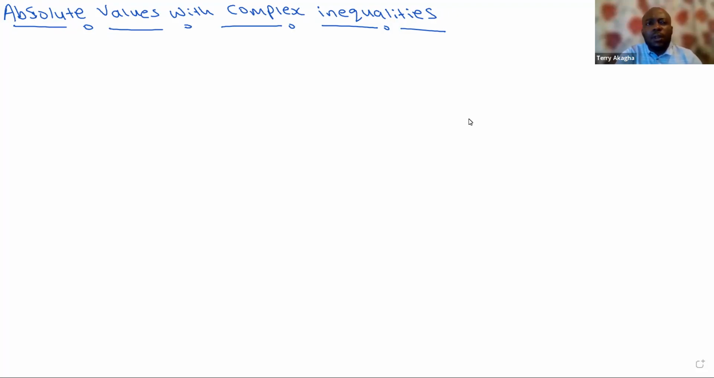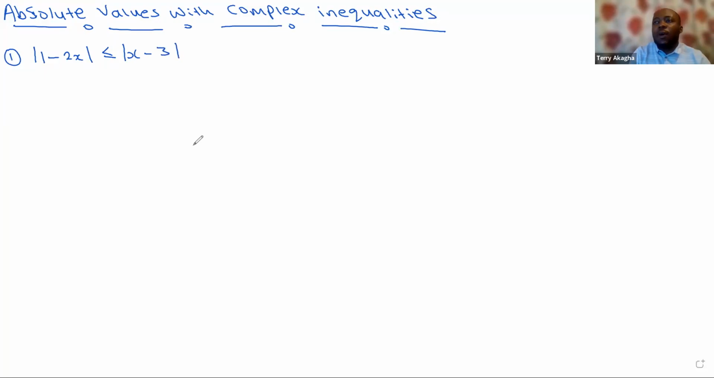Now, we're going to talk about absolute values with complex inequalities. It's the same thing, but this time I'm going to be playing around. It could be greater than, it could be less than, it could be having absolute values on both sides of the equation, okay? All right, so let's say, for instance, I have a particular question where we have |1 - 2x| is less than or equal to |x - 3|.